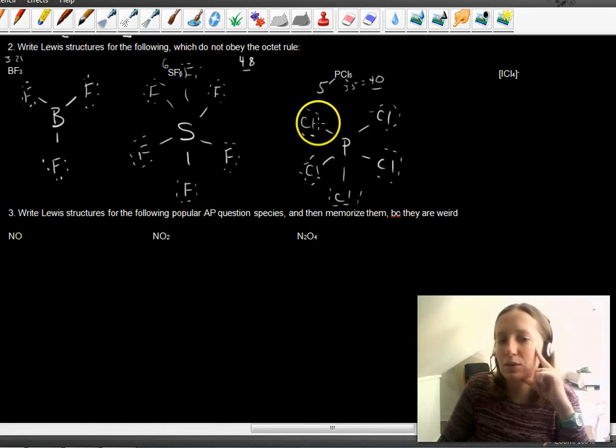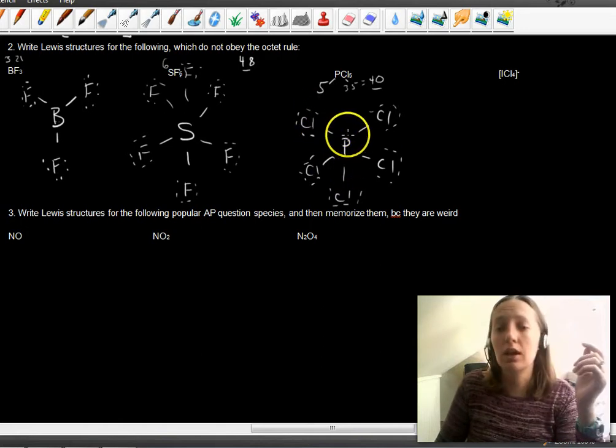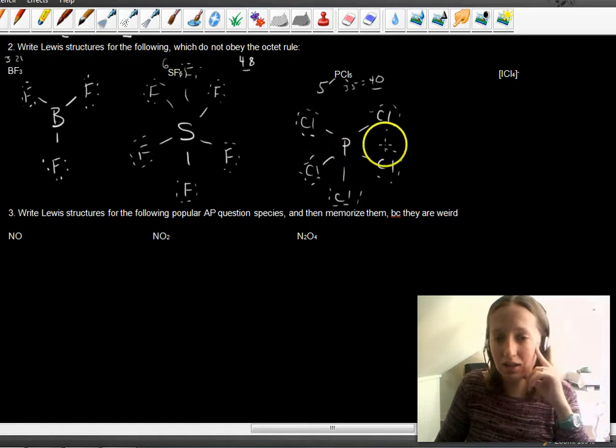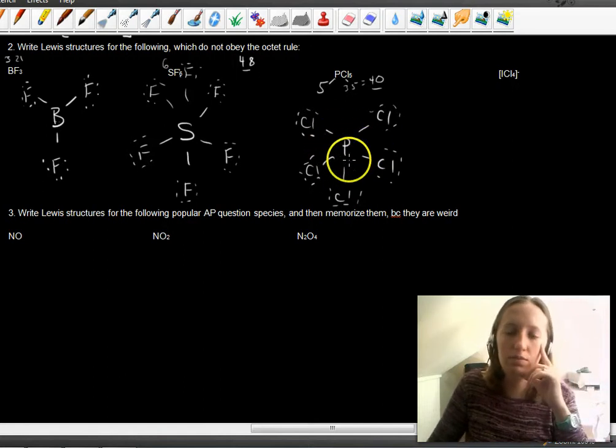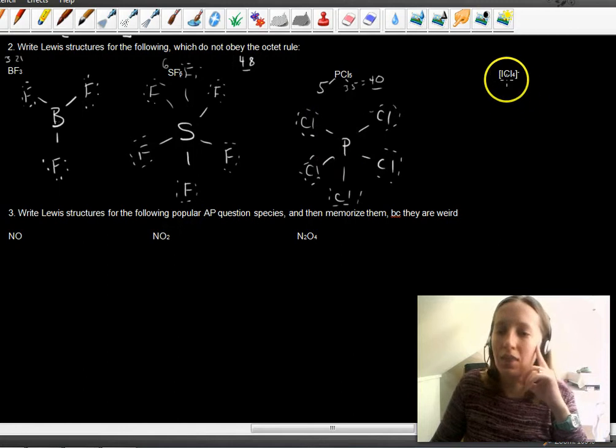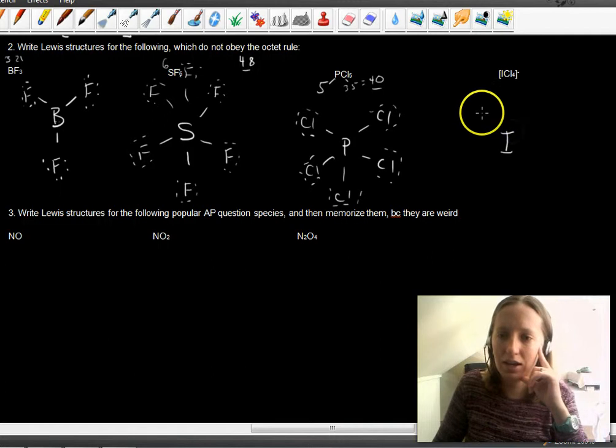And what we have is basically 2, 4, 6, 8, 5 times, and that's going to give you 40. And phosphorus, again, has more than an octet here because this is not obeying the octet rule. And then ICl4 minus, this is an ion, and the center atom is iodine, and the outside atoms are chlorine. So draw this.